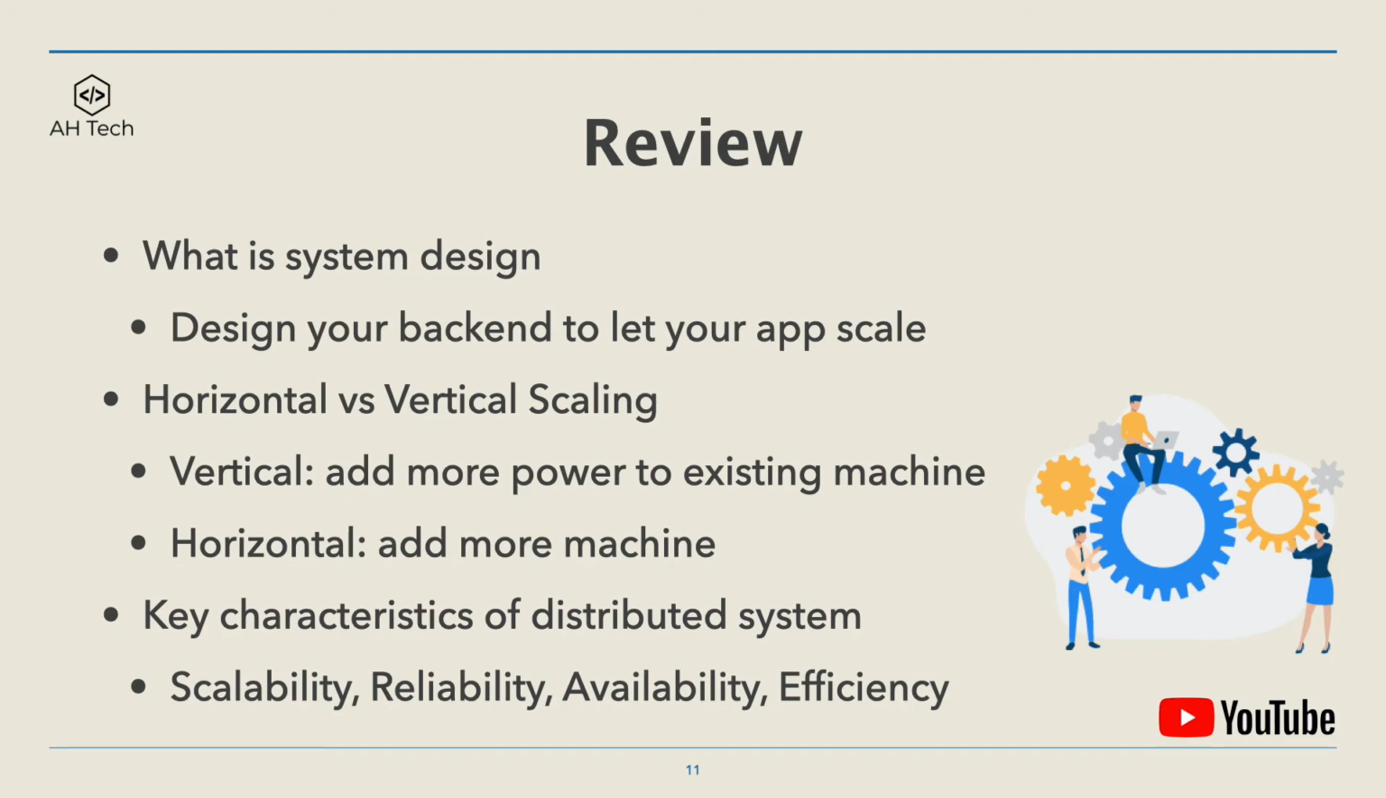Finally, let's review. In this video, we talked about how the nature of system design is to design your backend to let your app, your website scale. And we also talked about the difference between horizontal scaling and vertical scaling. Vertical scaling is adding more power to an existing machine to make it more performant. And horizontal scaling is adding more machines to decrease the pressure on each server. And lastly, we talked about some key characteristics of distributed systems, which are scalability, reliability, availability, and efficiency.